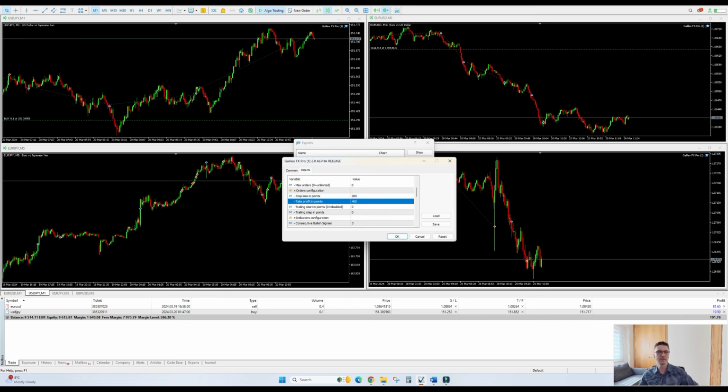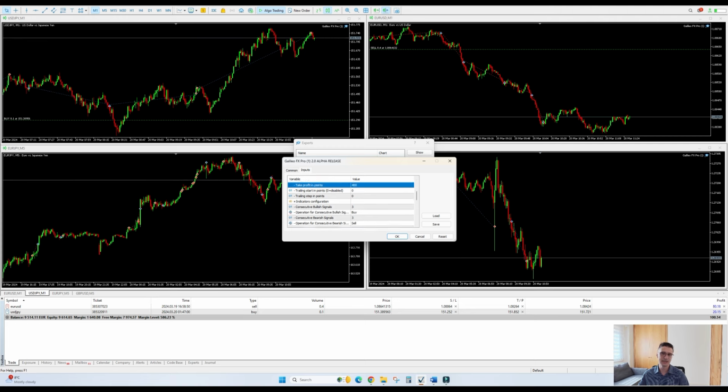What does it mean in terms of money? Well, on a 0.1 lot, 1 pip is 1 euro or $1. It depends on the currency of your account. And then if it goes 40 pips or 400 points, well, that's $40. If it goes 20 the other way around, that's $20. So this is how you set the stop.